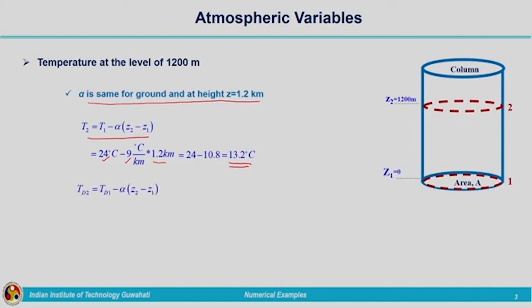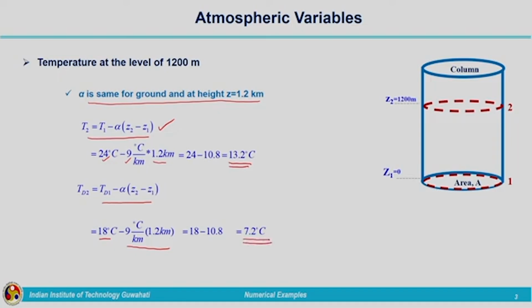Now, we need to calculate the dew point temperature at the elevation of 1200 meters, that is TD2. We are representing all the variables at the section 2 with a subscript 2. So, TD2, that is the dew point temperature at section 2, we can make use of the same lapse rate equation, that is given by TD1 minus alpha times Z2 minus Z1. TD1 is given to us, alpha and the difference between the elevation, that is Z2 minus Z1, is known to us. That we will substitute here. TD1 is 18 and other values we will substitute in this equation and we will get the dew point temperature to be 7.2 degrees Celsius.